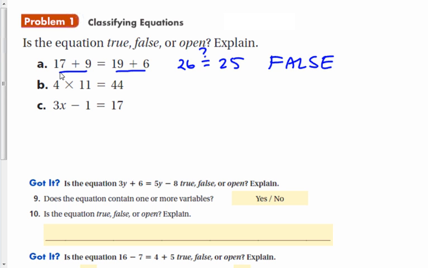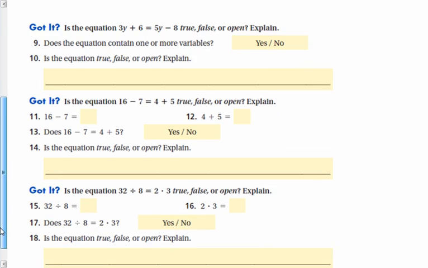Okay, second equation, 4 times 11 is 44, and 44 is equal to 44. That is true. So this is a true equation. The last equation has no answer because we don't know what the value of x is right now. So we're going to say that one's open. All right, I'm going to let you try that.